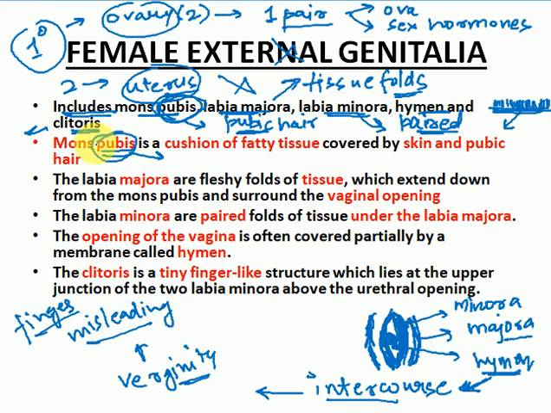So mons pubis is nothing but the cushion of fatty tissue covered by skin and pubic hair, as I have told you. One special thing about the pubis is that pubic hairs will be present here. Then the second important part is the labia majora.